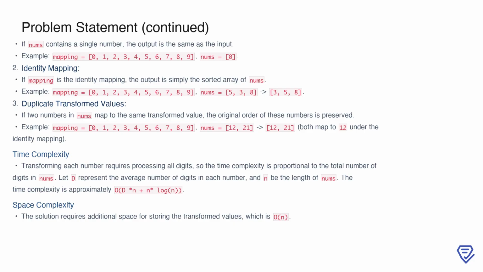With n numbers and an average of d digits per number, the complexity is O(d * n + n * log n). The space complexity is O(n), for storing the transformed values.